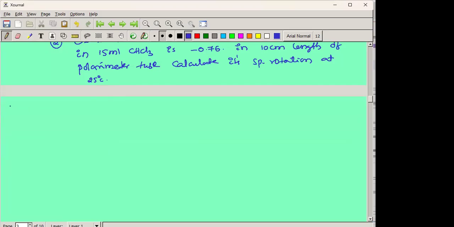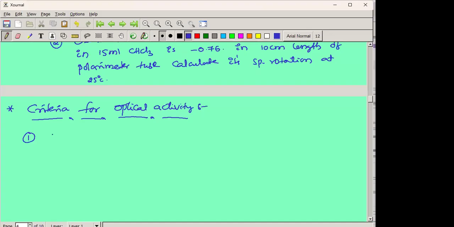So the next topic is criteria for optical activity. What type of criteria are there? Here we consider one, chirality. What is meant by chirality? Chirality is nothing but four different groups.